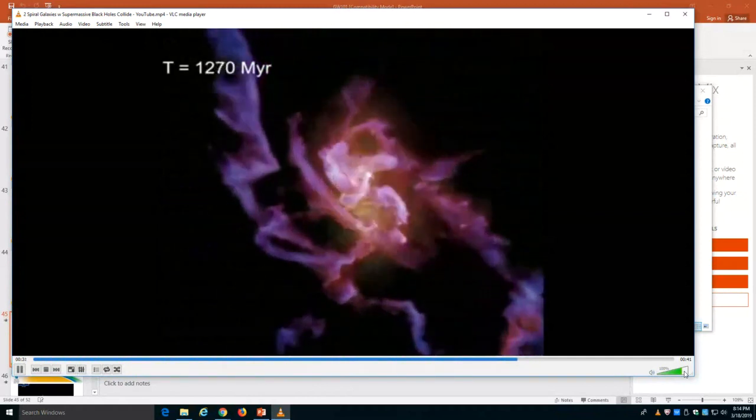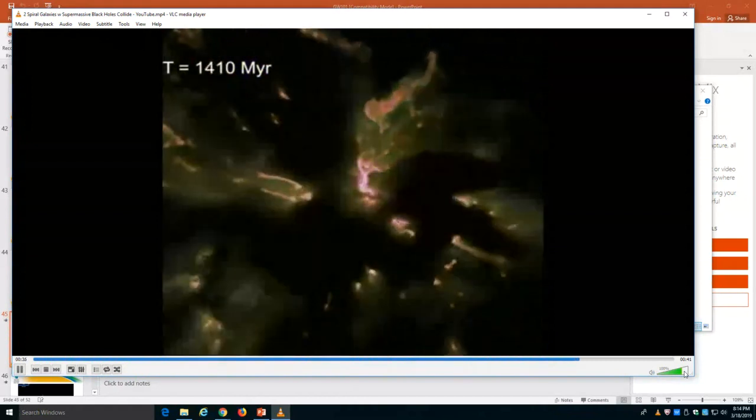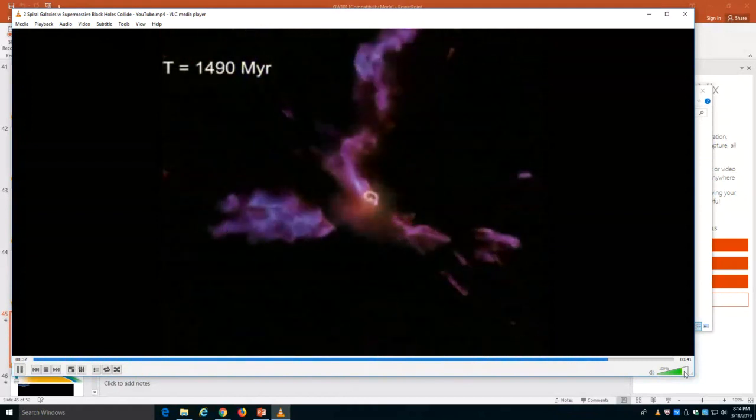And also, whenever you have matter and it falls into the black hole, it's going to cause it to perturb and it's going to cause gravitational waves to be released. So you can see a lot of really interesting stuff going on here.